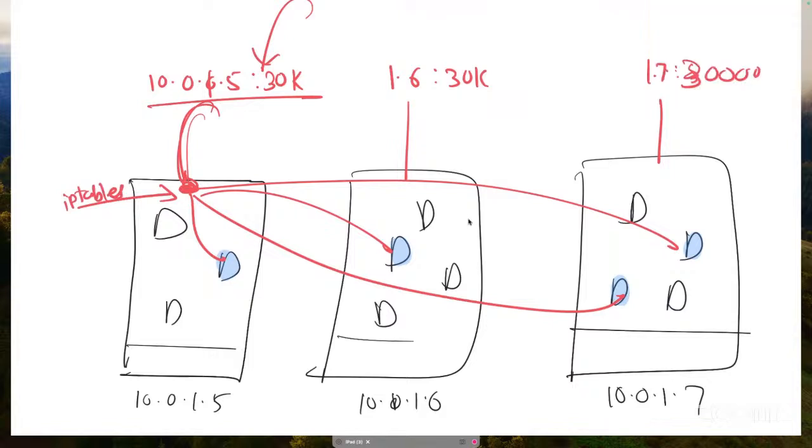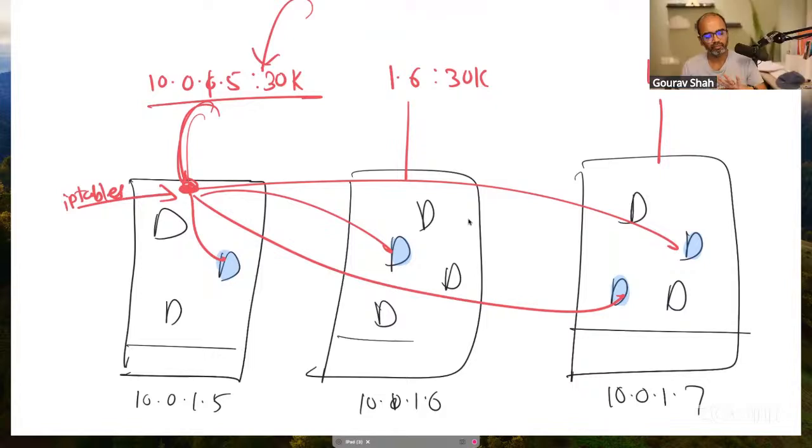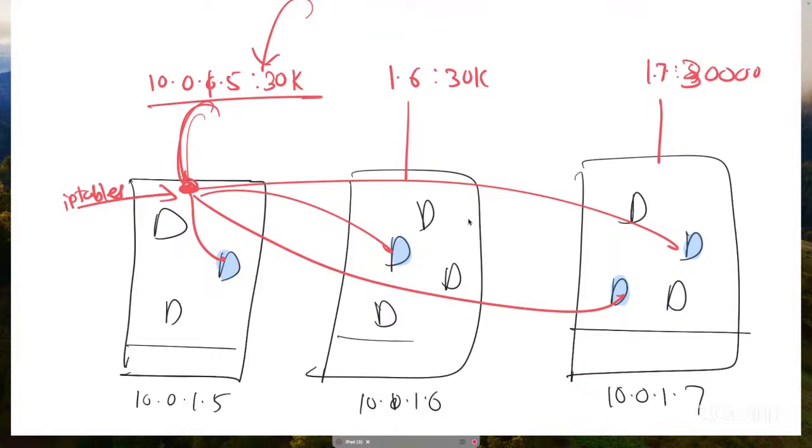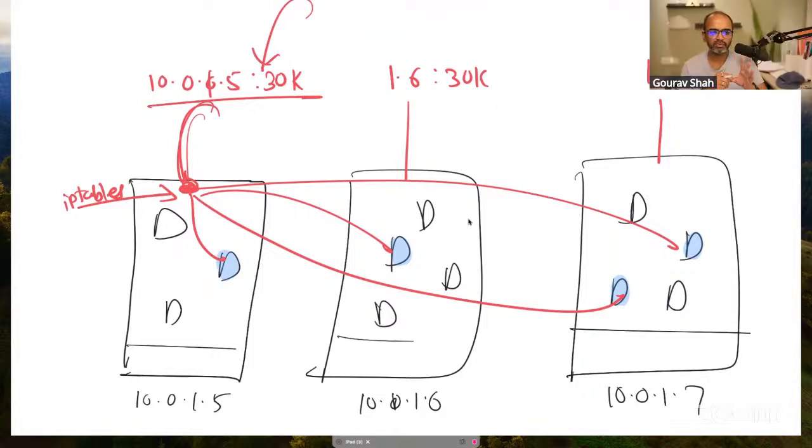Okay, if we hit the IP of the first node, then it can hit the second or third also. I thought pod. Yeah, exactly. Okay, that's what I said.